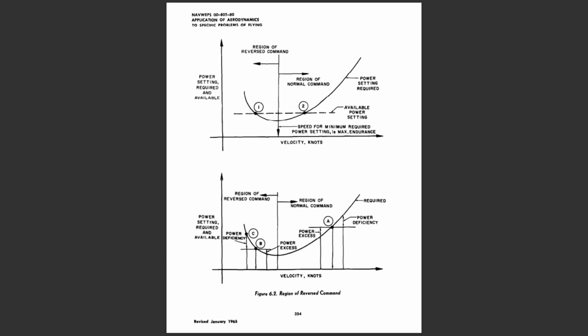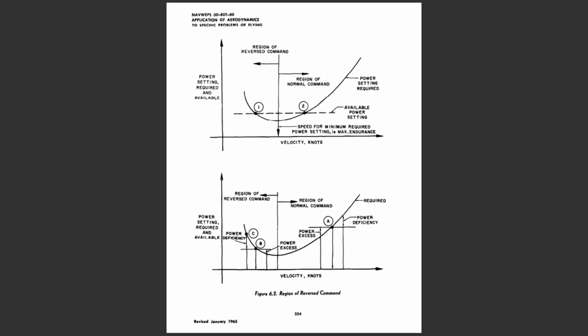Features of flight in the normal and reversed regions of command. The majority of all airplane flight is conducted in the region of normal command, e.g., cruise, climb, maneuvers, etc. The region of reversed command is encountered primarily in the low-speed phases of flight during takeoff and landing. Because of the extensive low-speed flight during carrier operations, the naval aviator will be more familiar with the region of reversed command than the ordinary pilot.